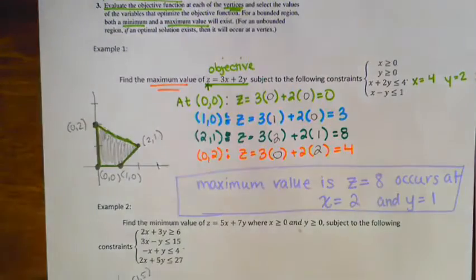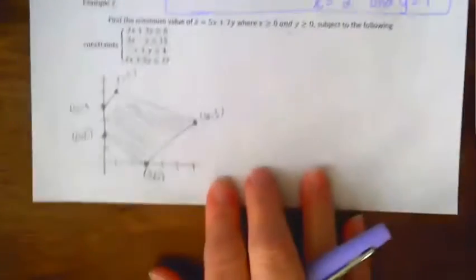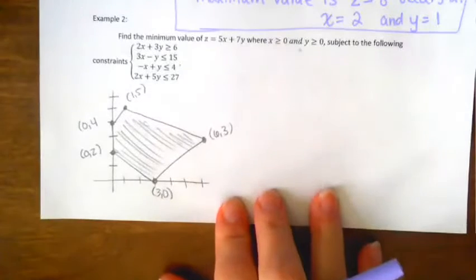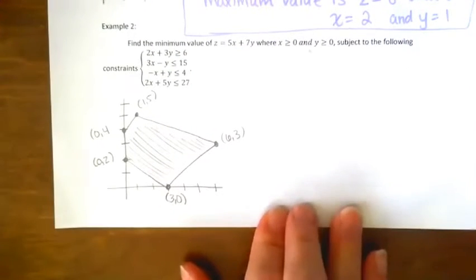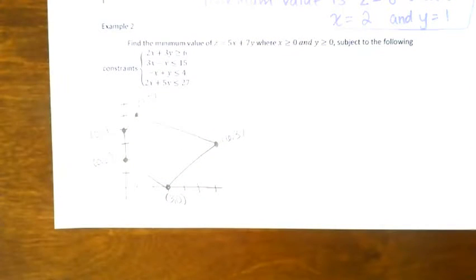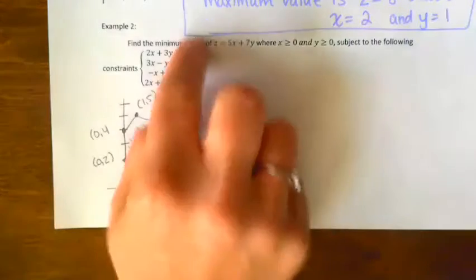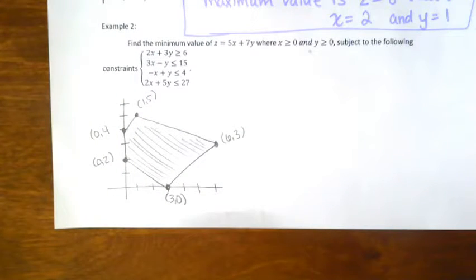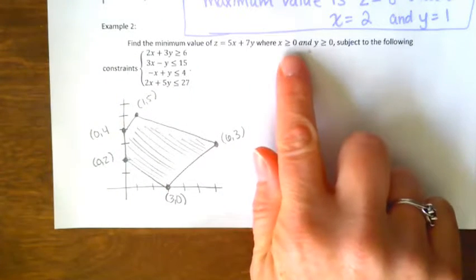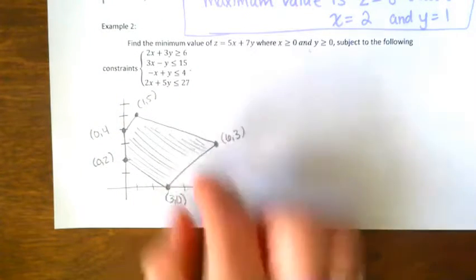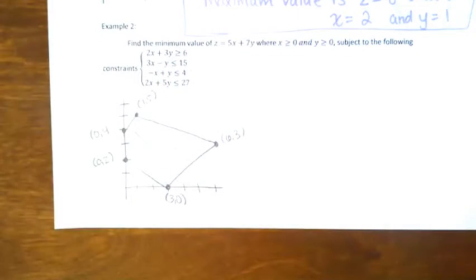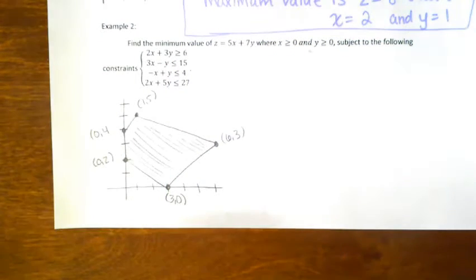Right. Example 2. Find the minimum value. So now we're looking for the smallest value of z, where x is greater than or equal to 0 and y is greater than or equal to 0, subject to the following constraints. And here are all of those graphs. I went ahead and graphed them, because x has to be greater than or equal to 0 and y greater than or equal to 0. We know we're in the first quadrant there still. Is everyone okay with that?